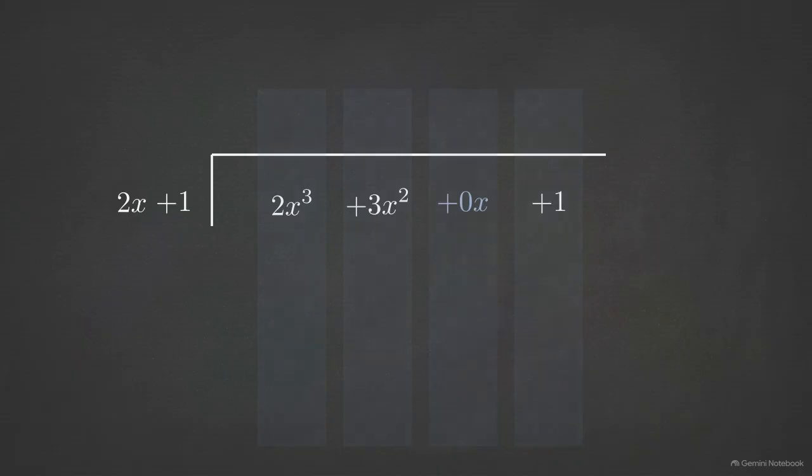The division starts by isolating the leading terms. Dividing 2x cubed by 2x gives us x squared. This monomial becomes the first part of our quotient, which we write above the bracket. Now we distribute that x squared across the entire divisor. Multiplying x squared by 2x plus 1 gives us 2x cubed plus x squared. We align this result directly under the matching terms of our dividend.